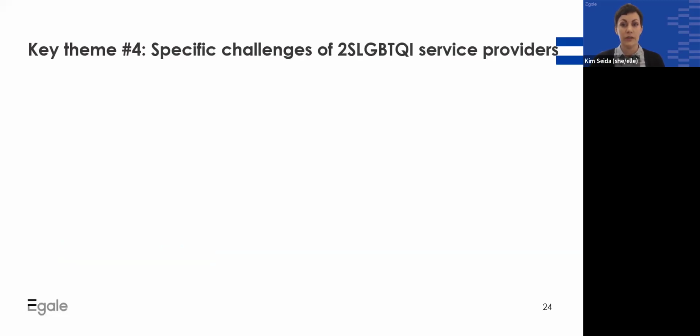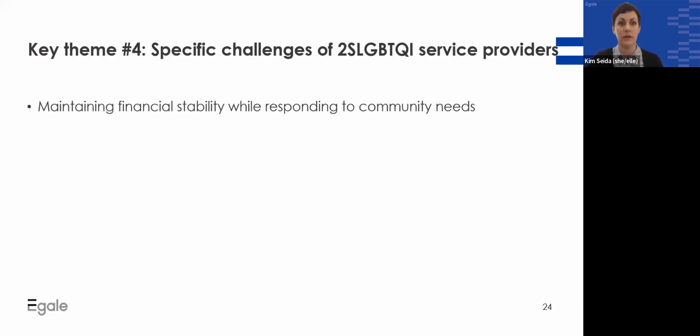A final theme that was related to our second research question was the specific challenges of 2SLGBTQI service providers. The previous theme touched on this a little bit, but now I'll get into it in a little bit more detail. The first challenge that was quite unique to 2SLGBTQI service providers was that of maintaining financial stability while also trying to address growing and rising community needs.